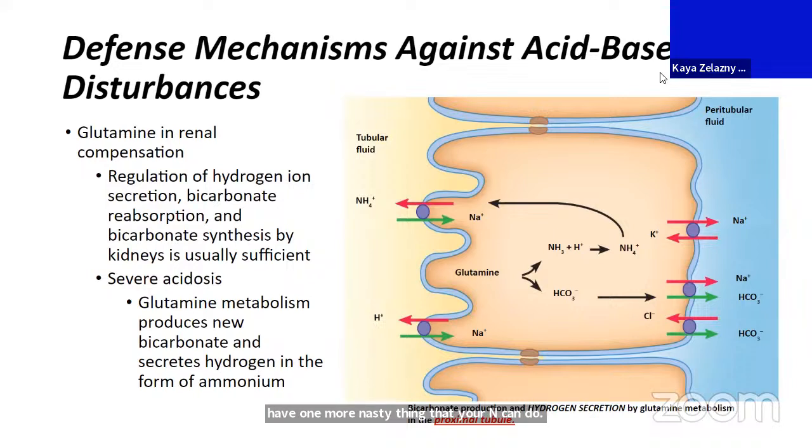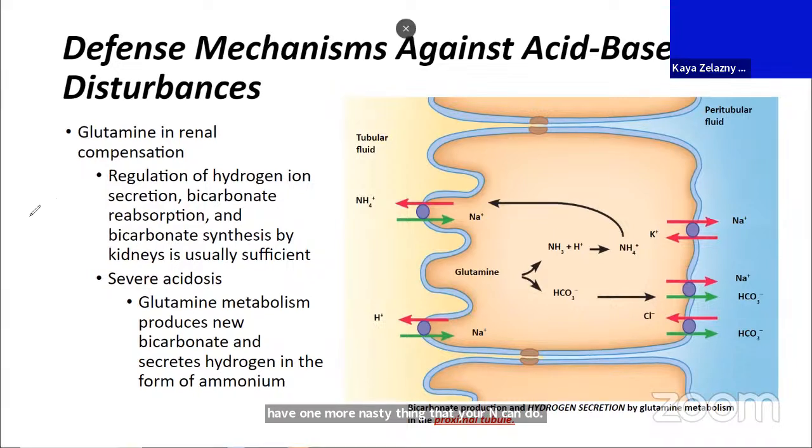So this is happening actually in the proximal tubule. So this would happen if you have really severe acidosis, so really big dose of extra hydrogen ions in your blood plasma. We're going to do this in the proximal tubule. Basically, the big picture here is that normally the proximal tubule is just reabsorbing bicarbonate that was already in your body. In severe acidosis, it can also synthesize bicarbonate.